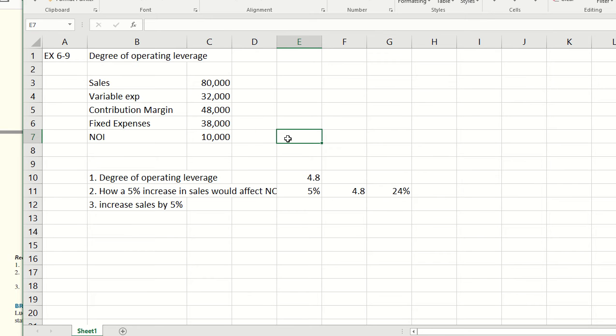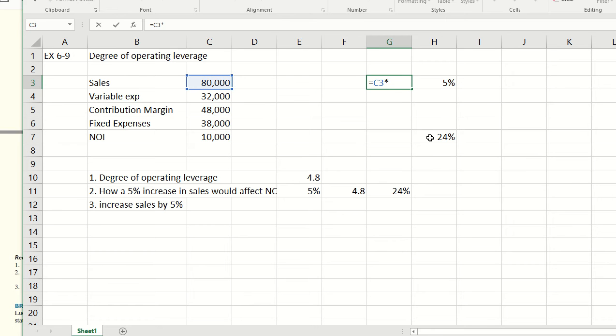And number 3 says to prove this with a proof. Make your whole income statement to prove that if your sales increase by 5% with a degree of operating leverage of 4.8, your net operating income will increase by 24%. So let's keep that in mind. Sales are going to go up by 5%, and then net operating income is going to increase by 24%, right? Because we calculated that degree of operating leverage.